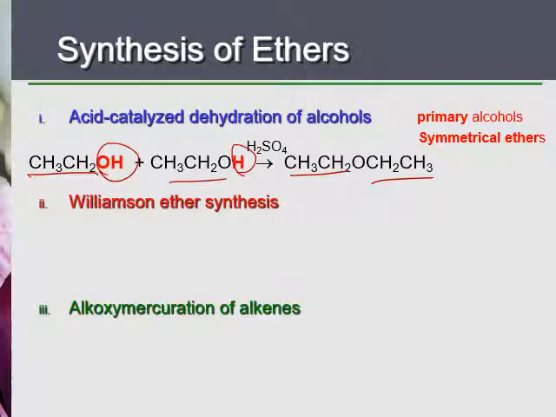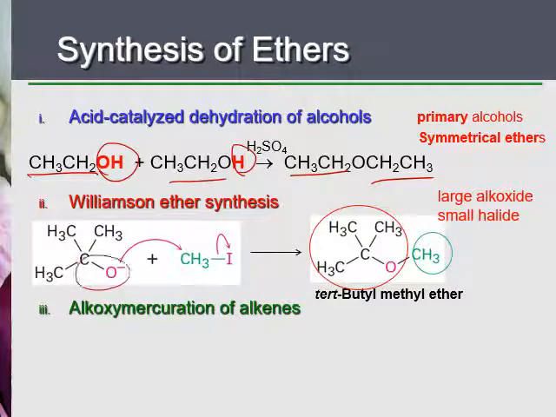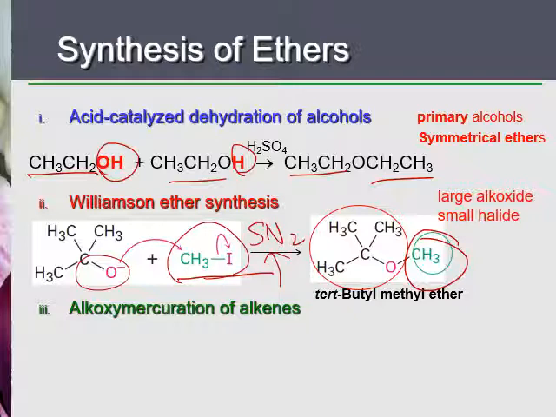In the second method, which is Williamson ether synthesis, an alkoxide reacts with an alkyl halide, undergoing the SN2 mechanism to form an ether. The product's smaller part comes from the alkyl halide due to the SN2 reaction. The alkyl halide is preferably a primary alkyl halide, and the larger part in the ether comes from the alkoxide. The alkoxide is synthesized from an alcohol using a strong base such as sodium hydride.